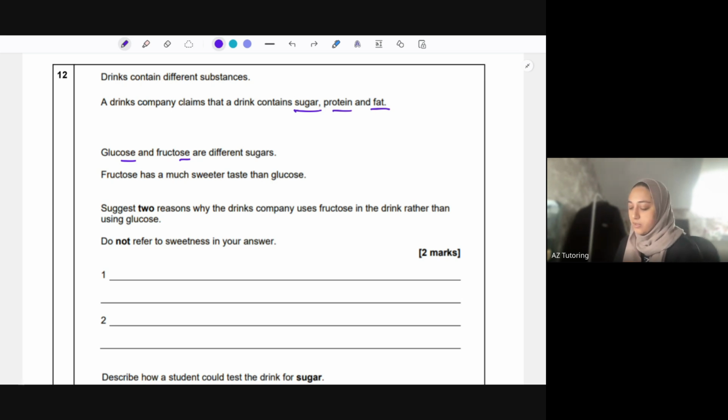So it says here, fructose has a much sweeter taste than glucose. Suggest, so we've got a suggest question again. Suggest two reasons why the drinks company uses fructose in drinks rather than glucose, and do not refer to sweetness in the answer. So kind of just what I said, if fructose is sweeter, then you would need less of it than glucose to put in, right? To match the sweetness levels, more glucose would be needed than fructose, so you could say that first.